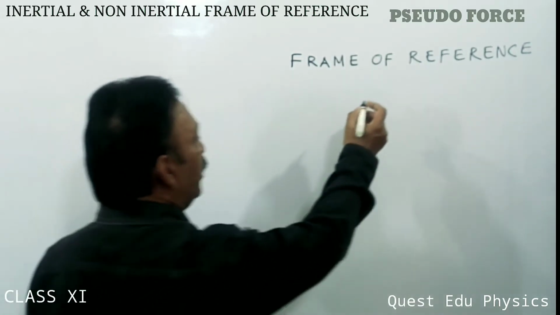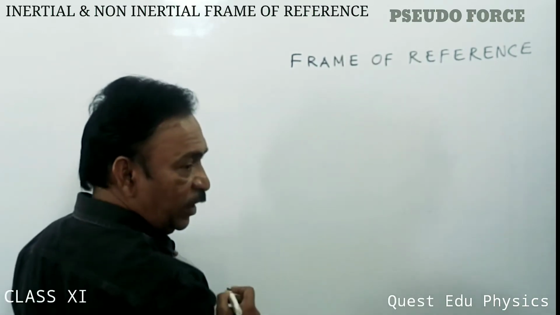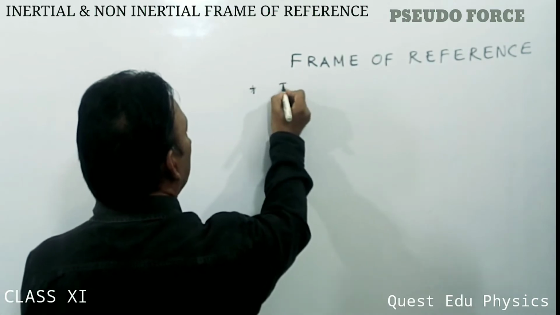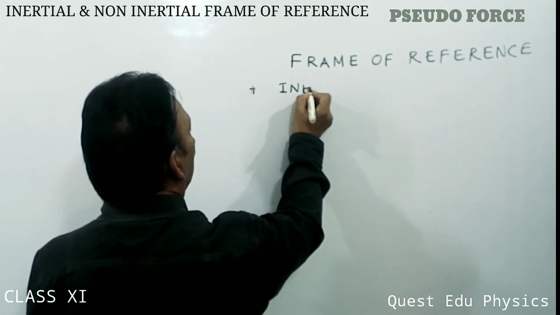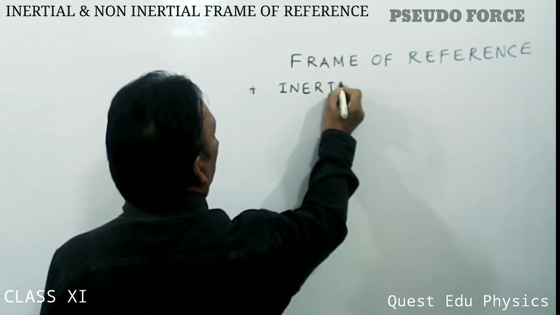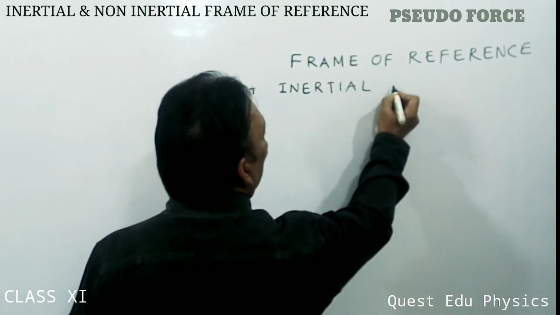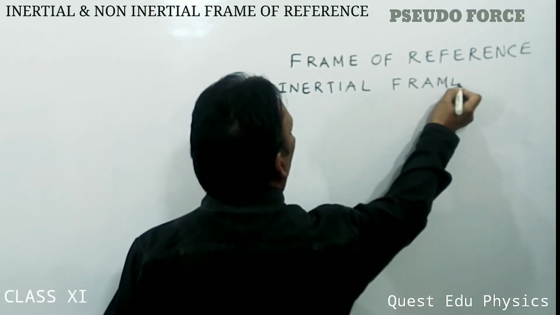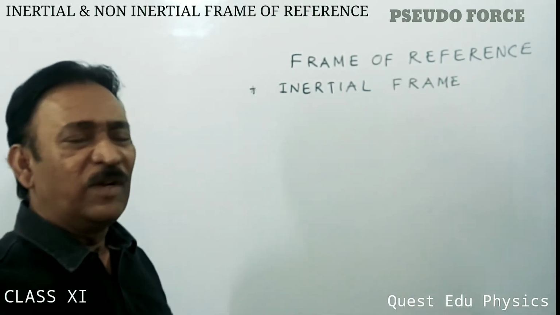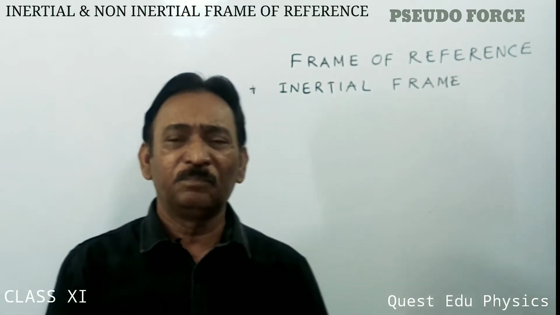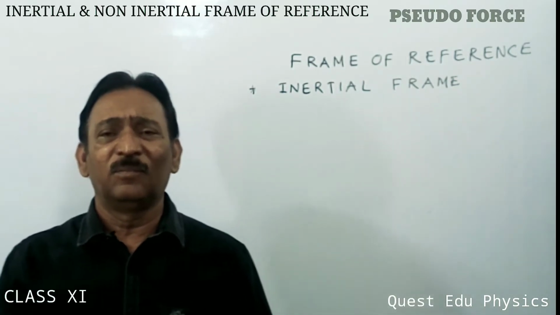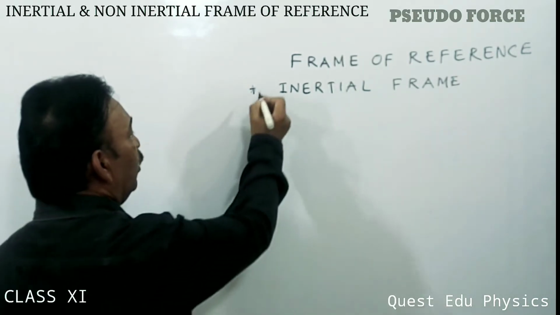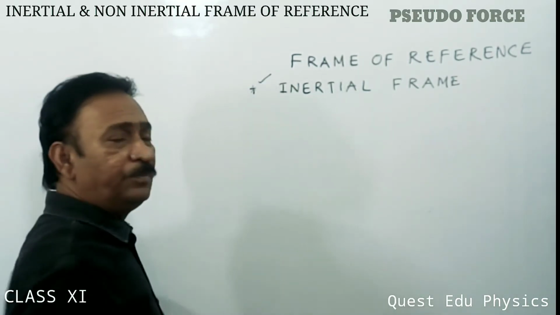Generally, these frames of reference are classified into two types. The first is the inertial frame and the other one is the non-inertial frame. Let us discuss what this inertial frame is.